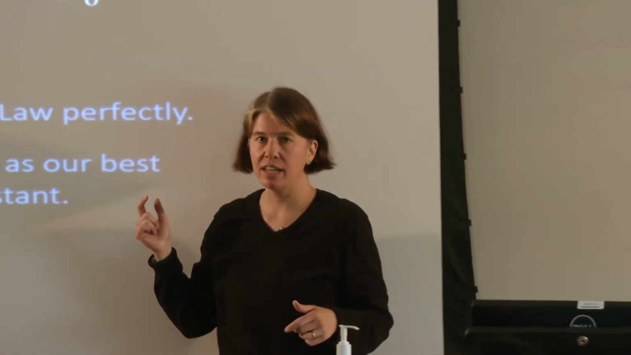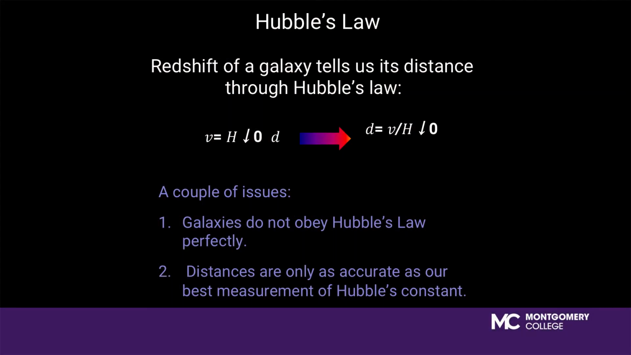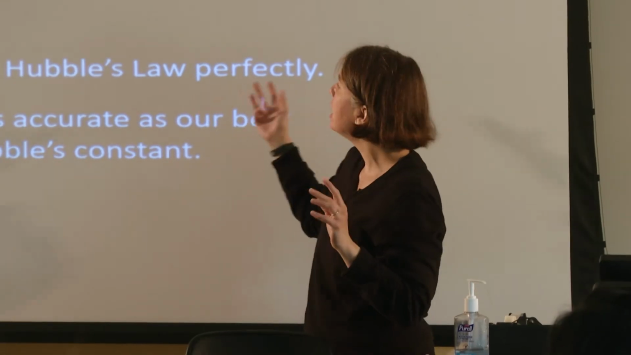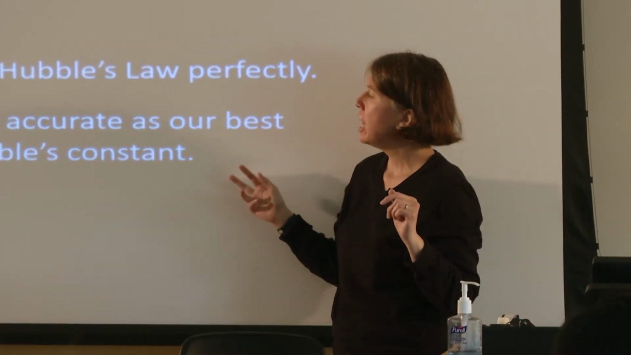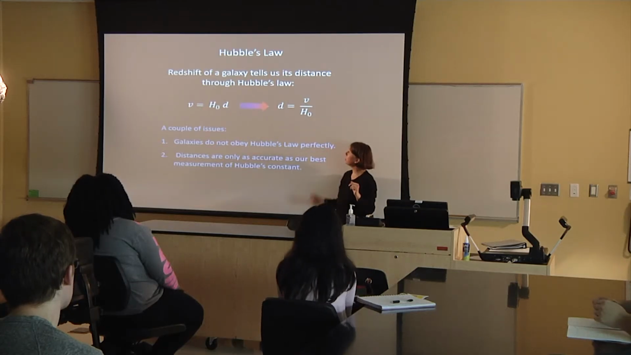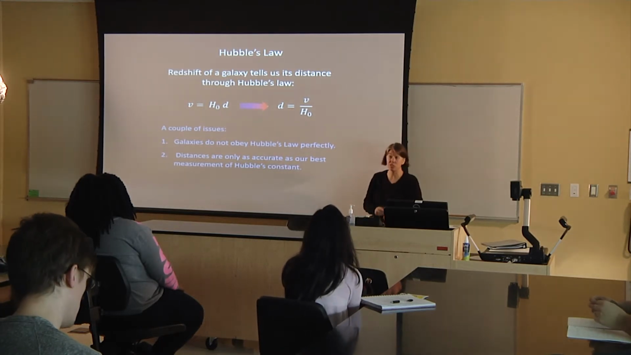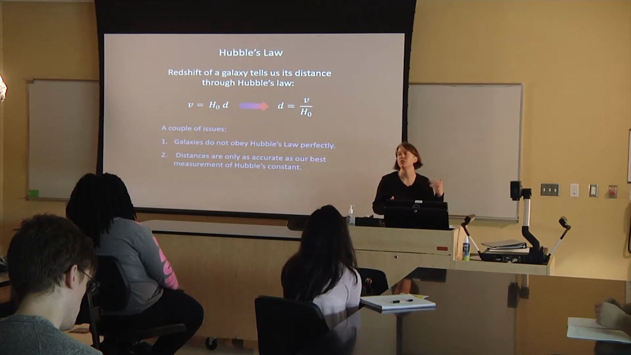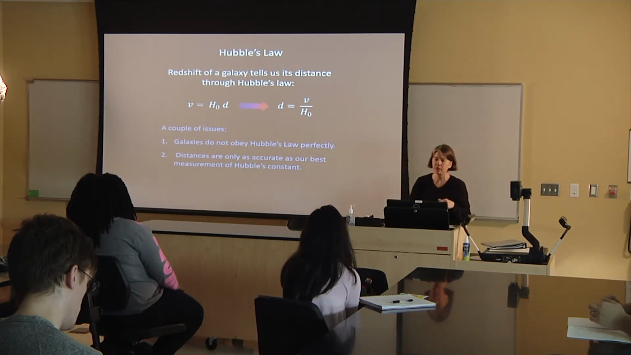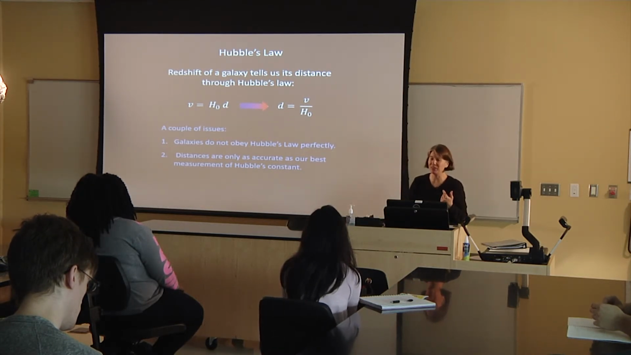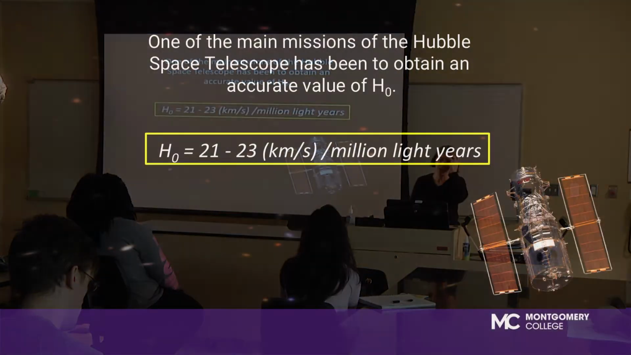There are a couple issues. First of all, not all galaxies obey this law perfectly. Galaxies are in clusters, kind of like a swarm of bees, right? So some are moving towards us while some are moving away. So it's not always perfect. And also the distances you calculate are only going to be as good as that Hubble constant, right? That Hubble constant is only as good as the galaxies we've previously measured. So we want a really good value for that Hubble constant.